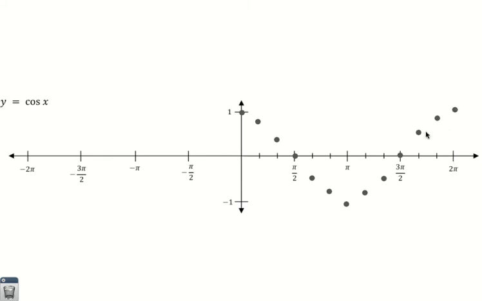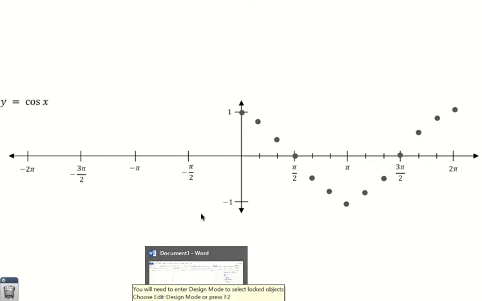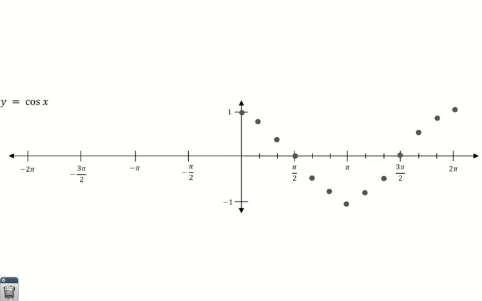So again, there's an infinite number of points. There's a dot here, a dot here, a dot here, a dot here, a dot here. We could plug in any x value we want. And this is essentially one period of the cosine curve, right?